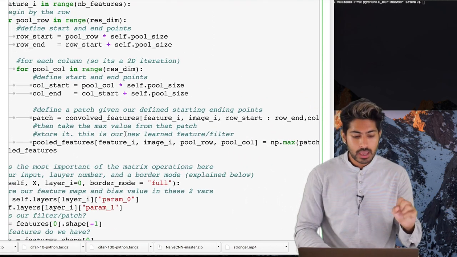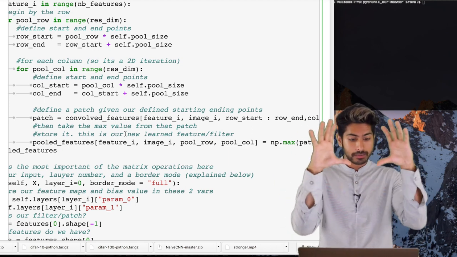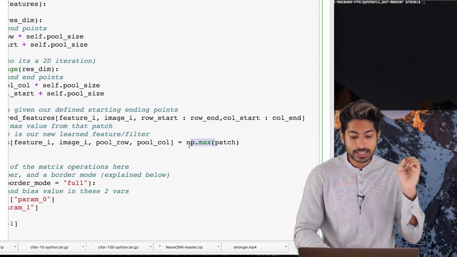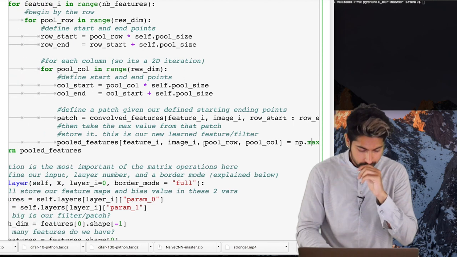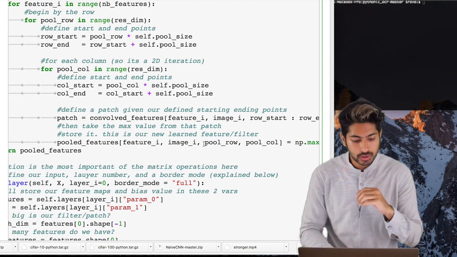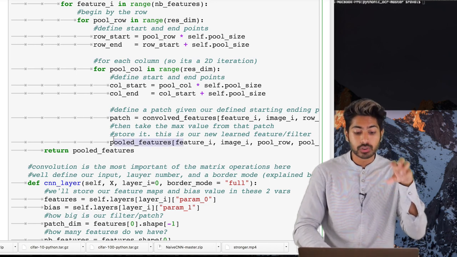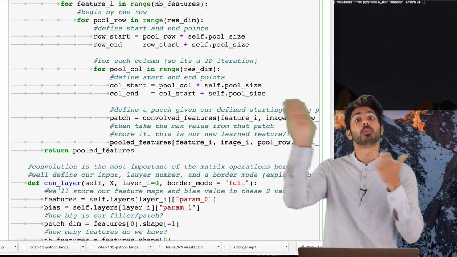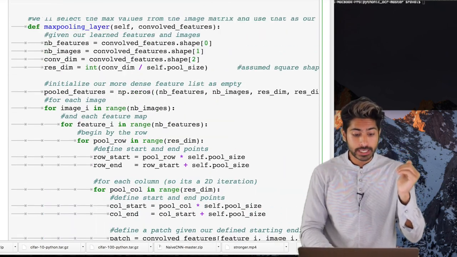And then we're going to define a patch given our defined starting and ending point, so some bounding box, and then take the max value from that patch using np.max. And that patch is what moves around, right? For all parts of that image. And then we store all of that in our pooled features matrix right here, and we return that as the output. And that's what we pass on in the convolutional network. Okay, so that's what max pooling is.